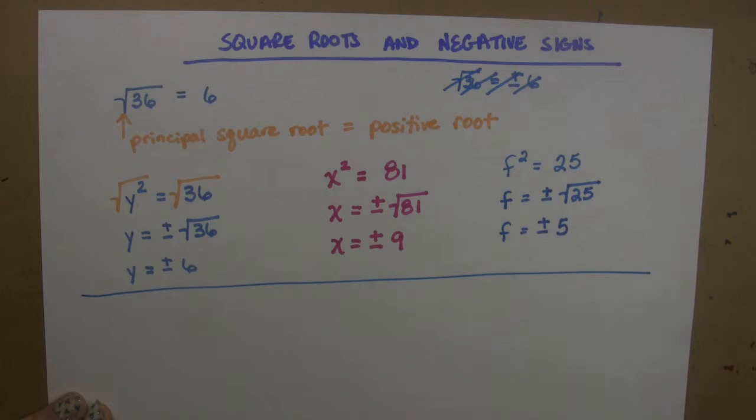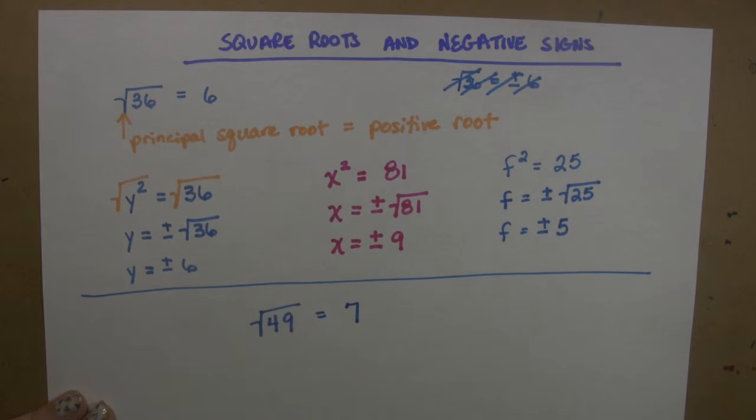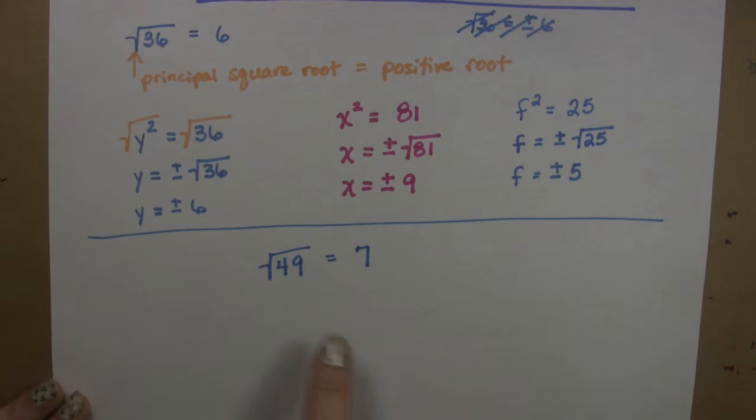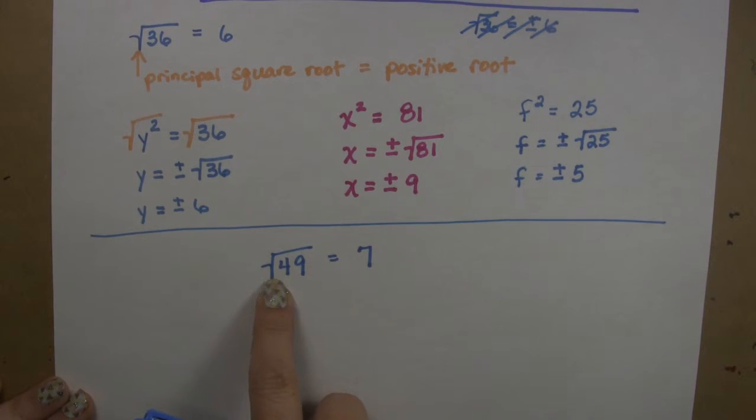If all I write down, however, is the square root of 49, my answer is only positive 7, because this does not say I'm taking plus or minus the principal root of 49. It just says the principal root of 49. I know it is very confusing, but I want you to remember that if you only see this symbol, that means that your answer is only going to be positive.